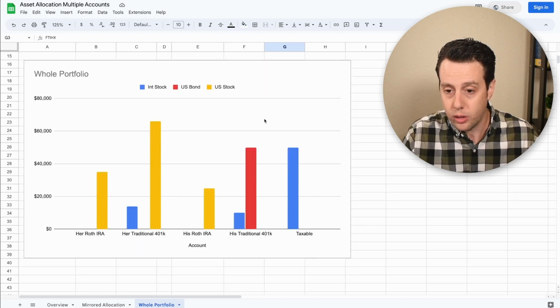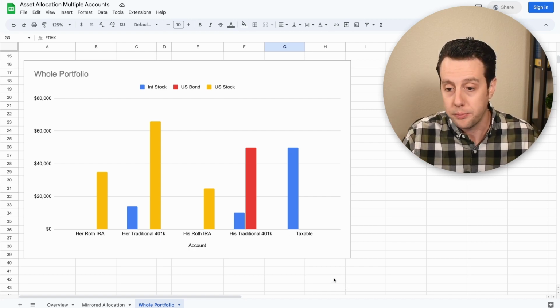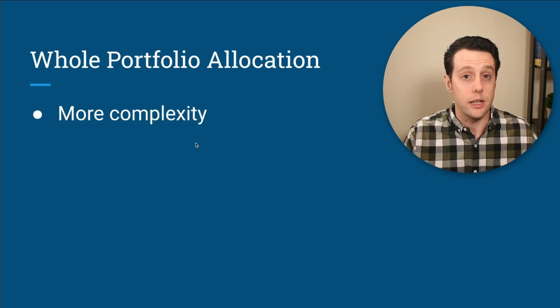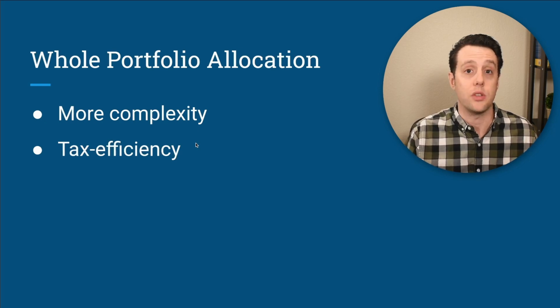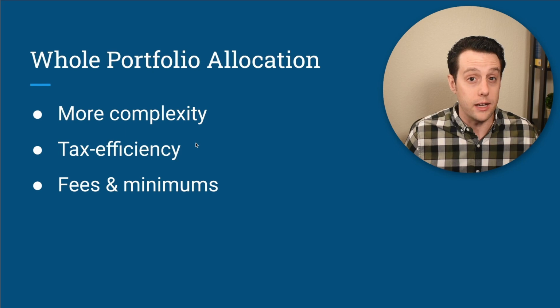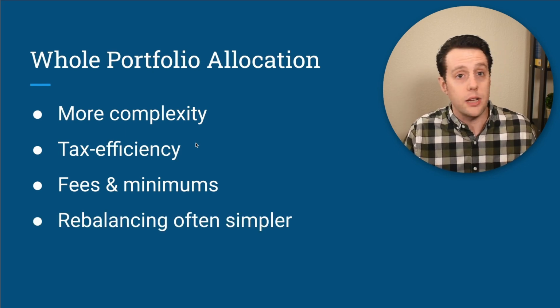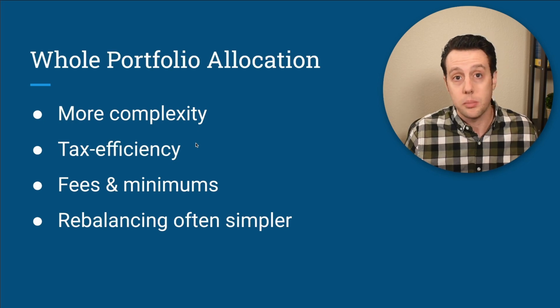And we can see the overall portfolio now looks like this. There are much fewer positions held in the portfolio. And in some cases, we're holding entire allocations in one account, like the bonds. The whole portfolio allocation does have a little bit more complexity, but as we saw, we have the tax efficiency we could possibly get. It could often have lower fees. It can help us reach certain investment minimums. And in some cases, it can make rebalancing simpler.